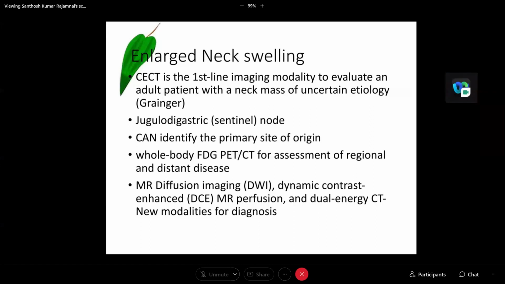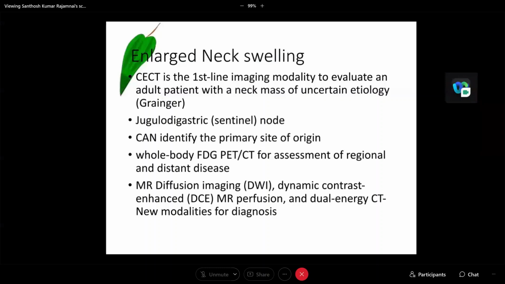So when you have an enlarged neck swelling, the first imaging modality you do after ultrasonogram is the contrast enhanced CT scan, right? Grainger's textbook of radiology, which I have consulted for making this slide, the credit goes to Grainger. Grainger says that contrast enhanced CT scan is the first line imaging modality to evaluate an adult patient with a neck mass of uncertain etiology. When you are not sure of the diagnosis, you are finding a swelling, but you are not sure what it is clinically, the best investigation to do is a contrast enhanced CT scan.